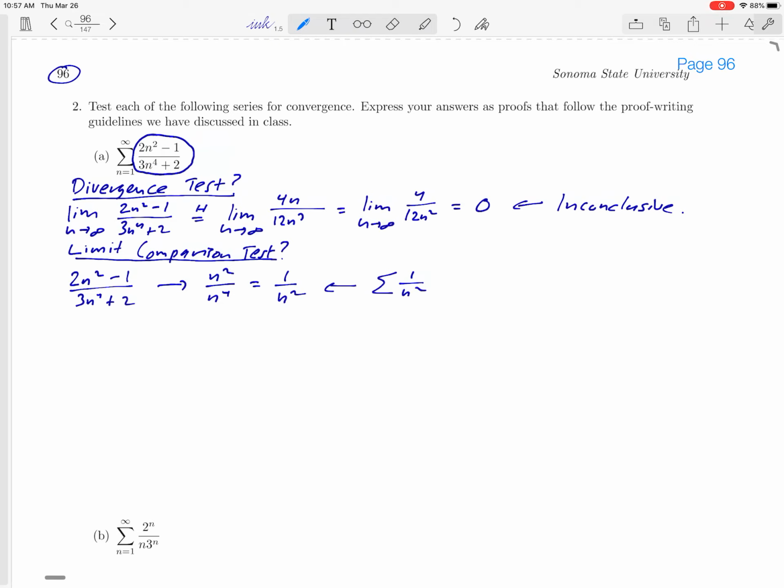All right, so what kind of a series is that? 1 over n squared. Notice that it's a p series with p equal to 2. P is just the name for the exponent again. And because that 2 is greater than 1, this is a convergent p series.